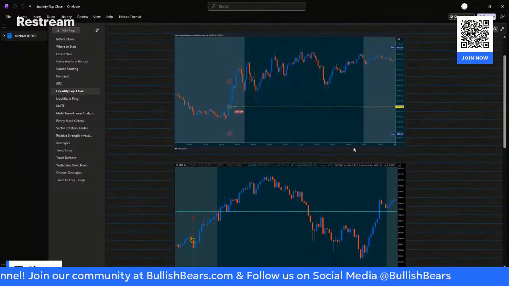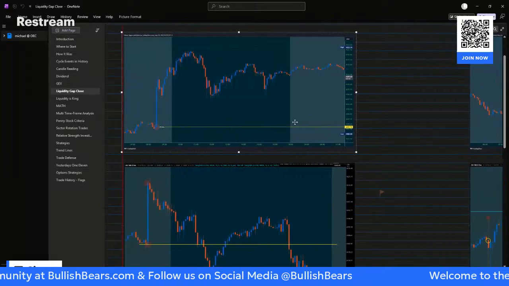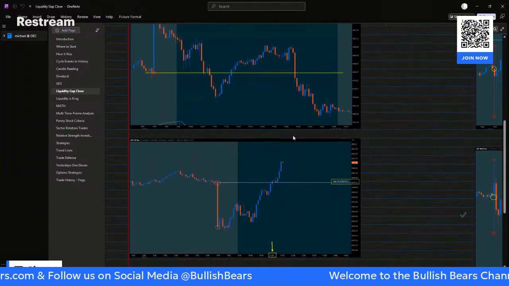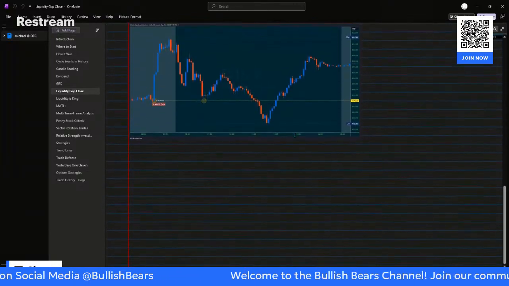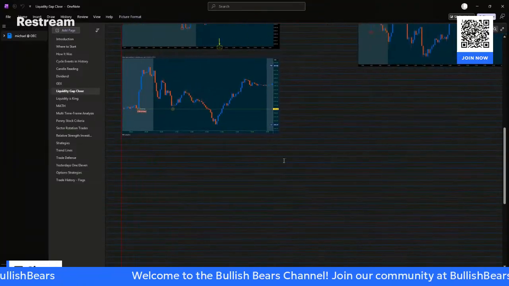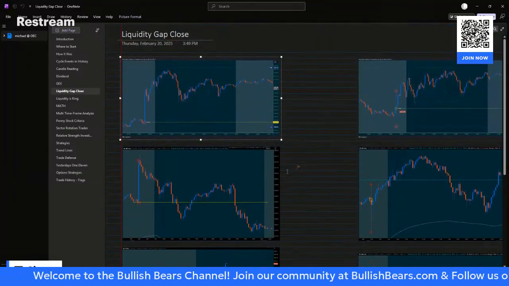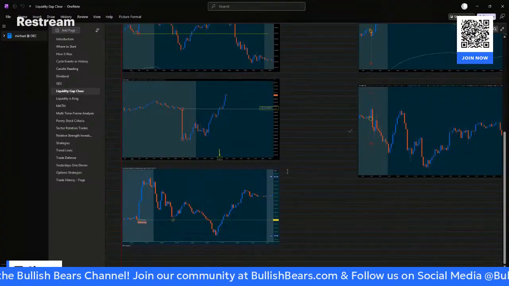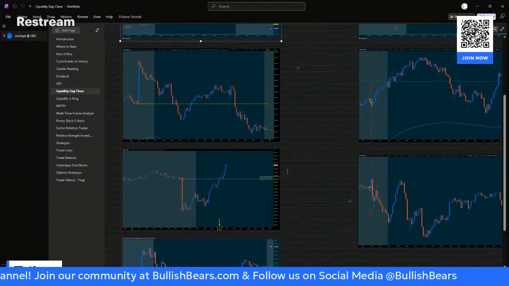I know I had another one that was a better example of multiple intraday gap closes, liquidity gaps that close, but I'm not finding it. Probably in another file.